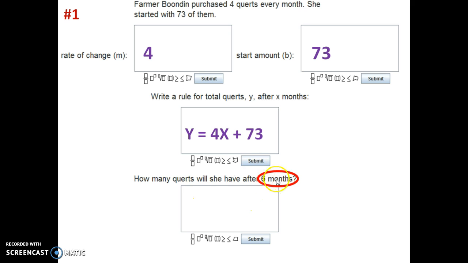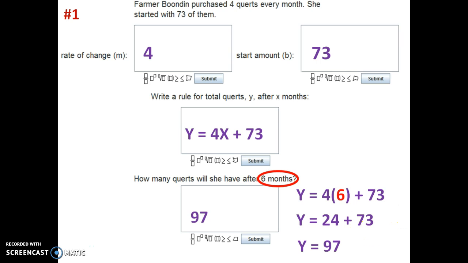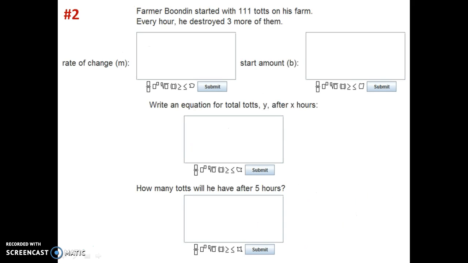Well, now all we need to do is substitute 6 in for x in our equation. So we have y equals 4 times 6 plus 73. So y equals 4 times 6 is 24, so 24 plus 73, and then 24 plus 73 is 97. So she will have 97 quarts after 6 months. So let's take a look at number 2 then.